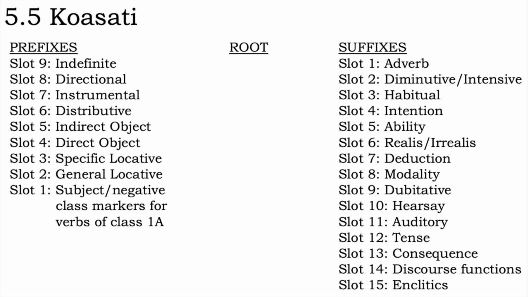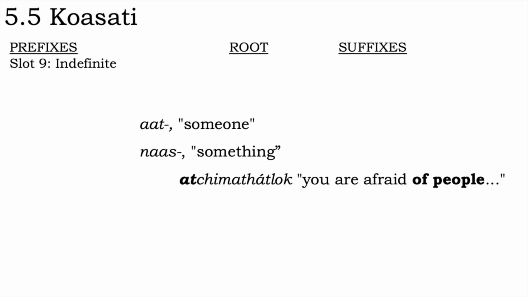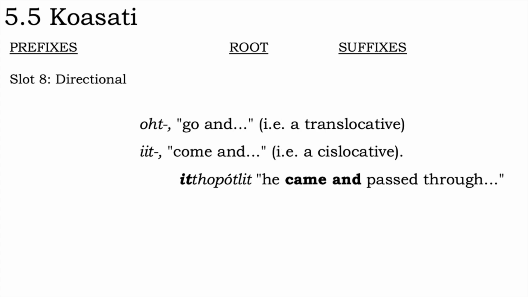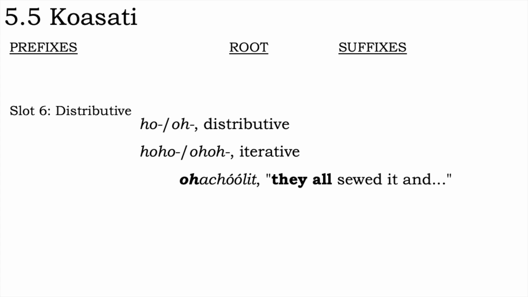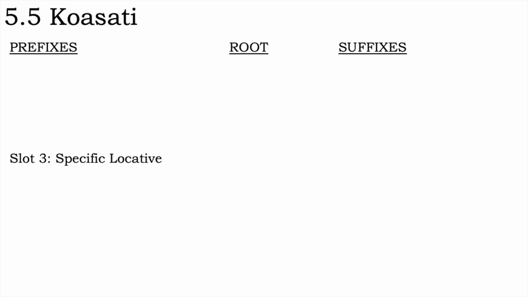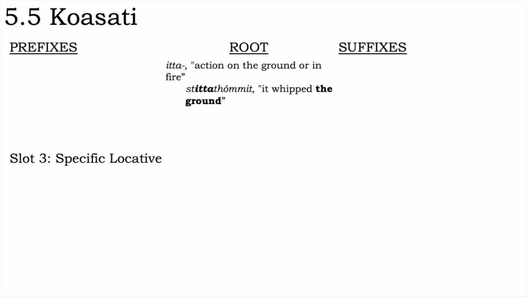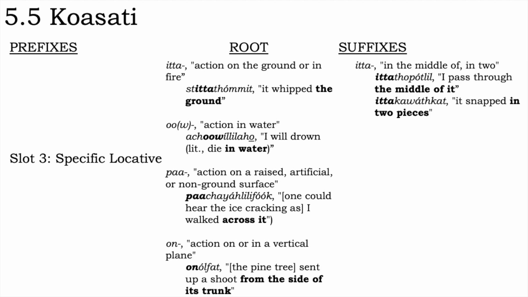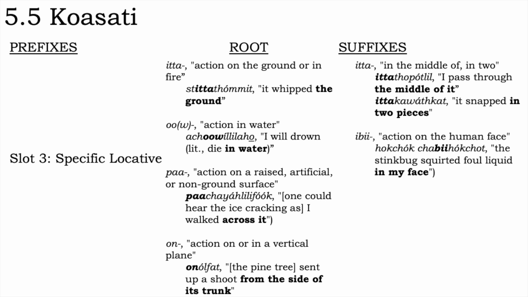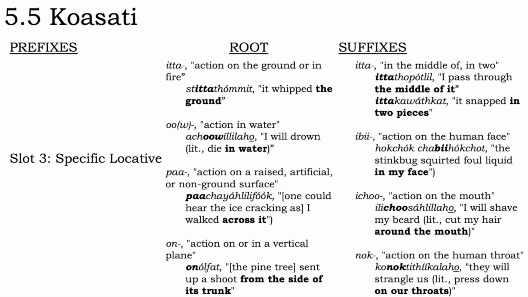For the prefixes, slot 9 marks the object of the verb as being indefinite. Slot 8 marks the directionality of the verb, either coming or going. Slot 7 is instrumental, either just a plain with, or at a distance, or containing something. Slot 6 is distributive or iterative. Slot 3 is for specific locatives, of which there are 9: on the ground or in a fire, in water, raised up, on a vertical plane, in the middle of or in twain, on a face, on a mouth, or on a throat.